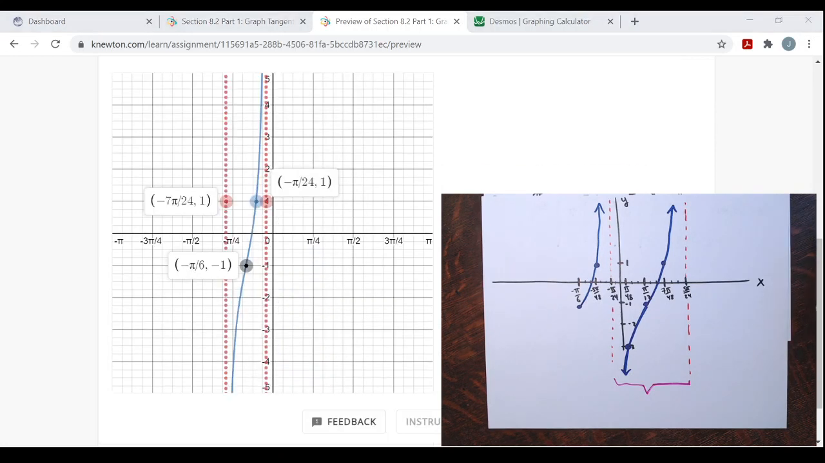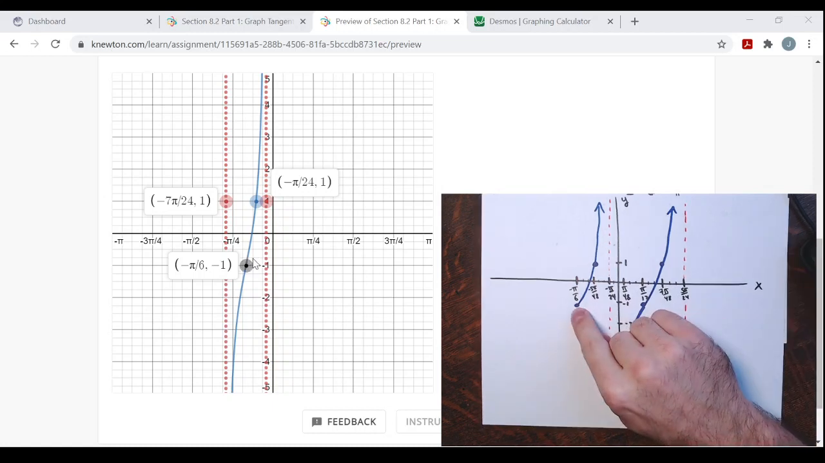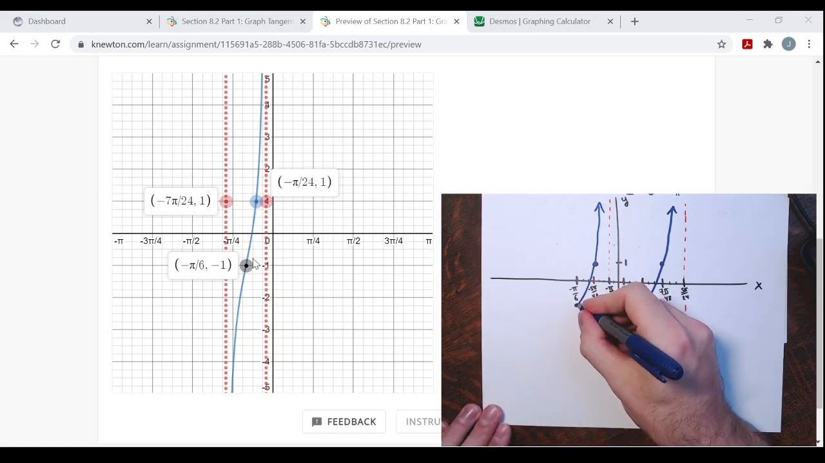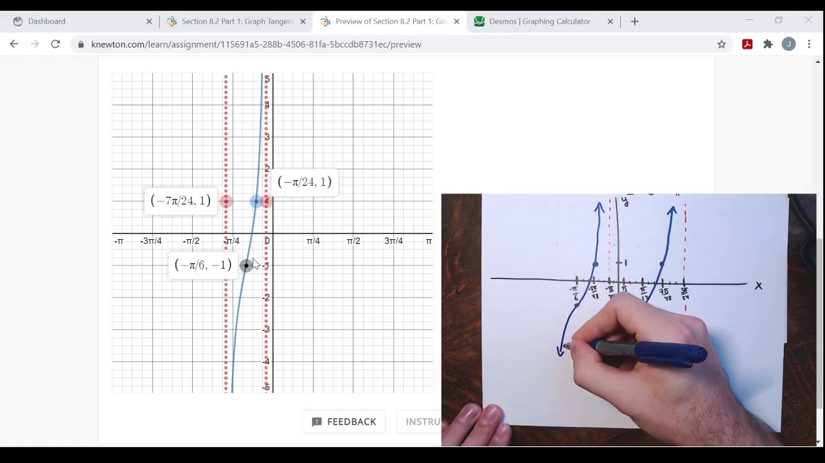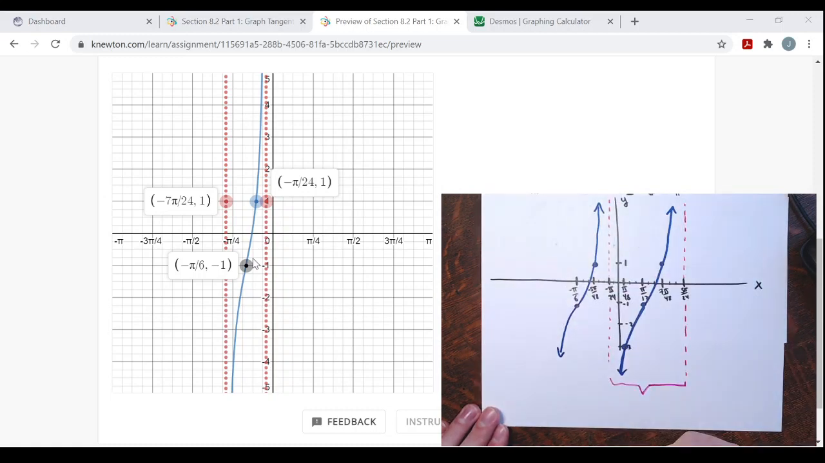Alright, so it looks like the only way I could have gotten one of these asymptotes at negative pi over 24 was I moved the black dot to the middle over here. This negative pi over 6 comma negative 1 right there would be the middle of the curve. And then you'd have an asymptote at negative pi over 24 and then negative 7 pi over 24, which is pi over 4 apart. So that seems like the only way I could have done it.